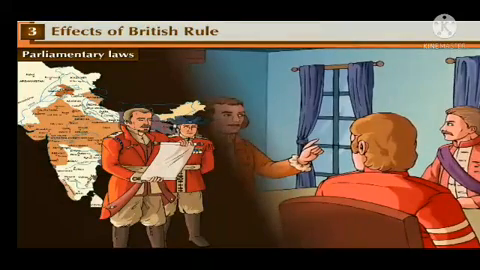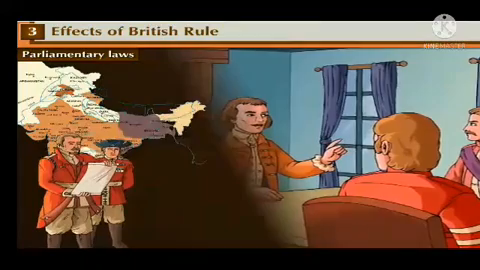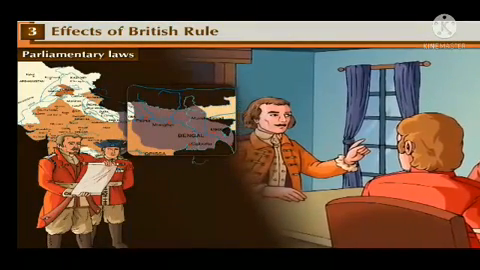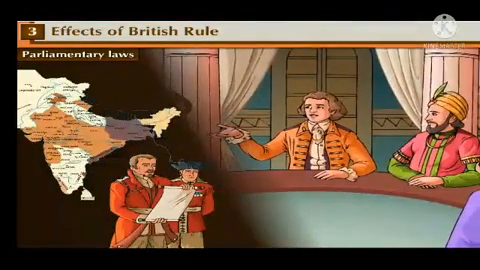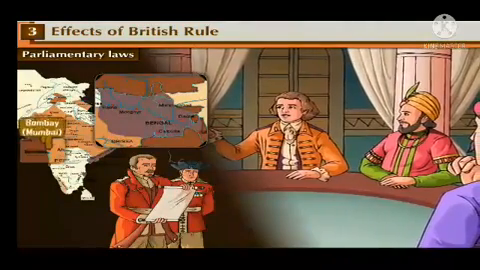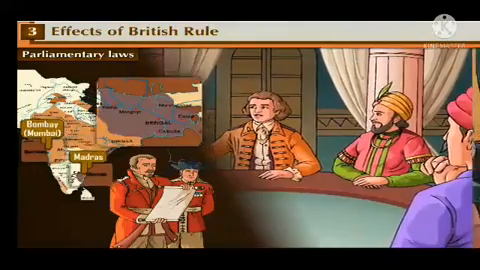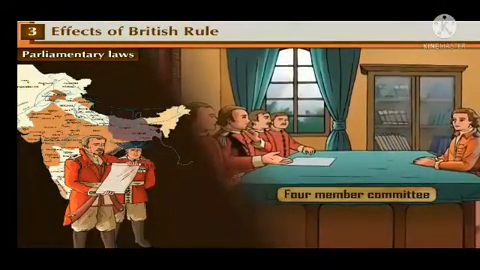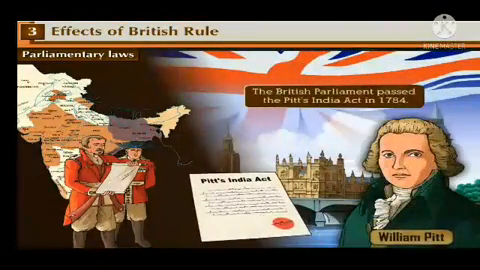What was the content of the Regulating Act of 1773? According to this act, the Governor of Bengal was raised to the position of Governor General. The responsibility of the Governor General was to govern the Bengal Presidency and control the policies of the Bombay (Mumbai) and Madras Presidency. A 4-member committee was appointed to assist the Governor General.